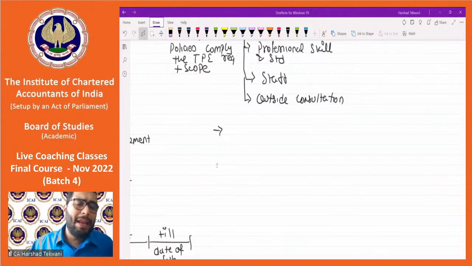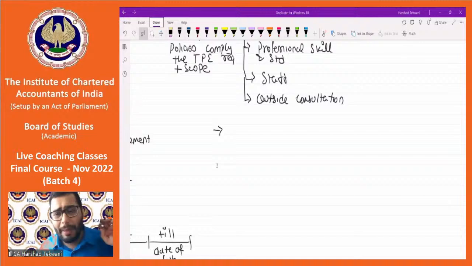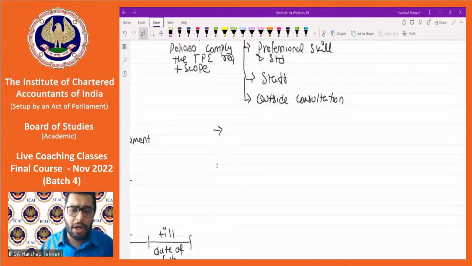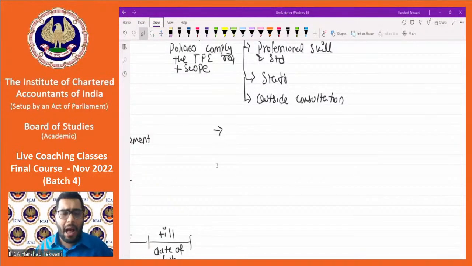Once you have selected the sample at the planning stage, those samples can be increased or can be changed during the execution stage, but that happens very rarely. But there are chances that you can increase your sample size during the execution stage. Okay.